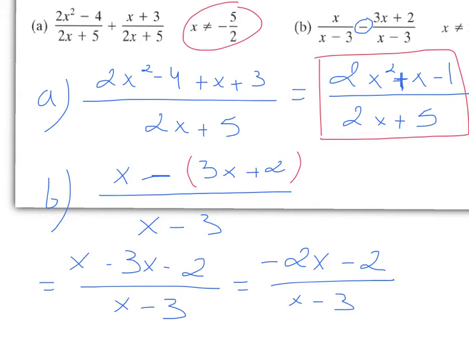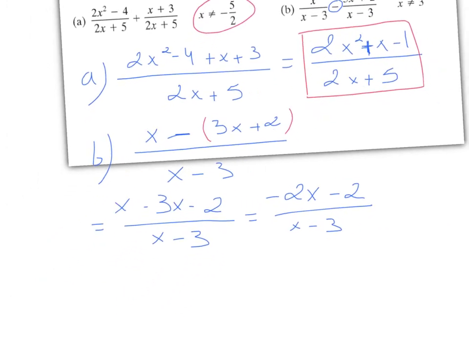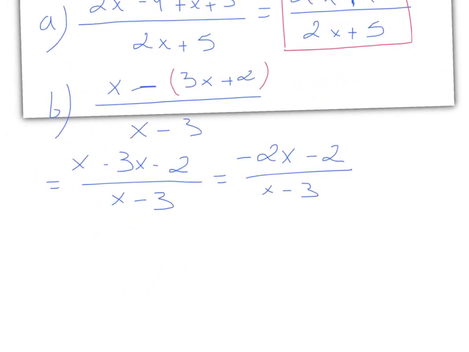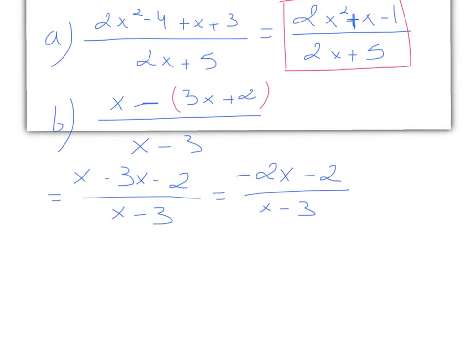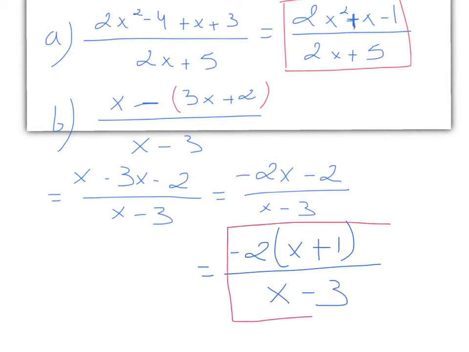Since we have to leave our answer in factored form, we can just continue here. So here we have minus 2 as a common factor: minus 2 times x plus 1 over x minus 3. And I believe this is the final answer. Okay?